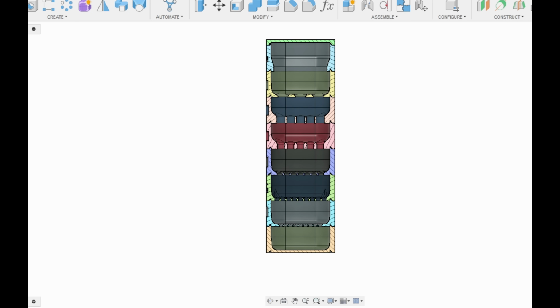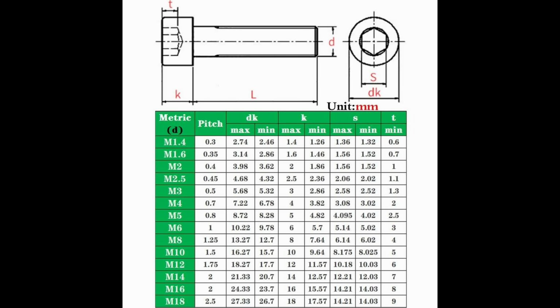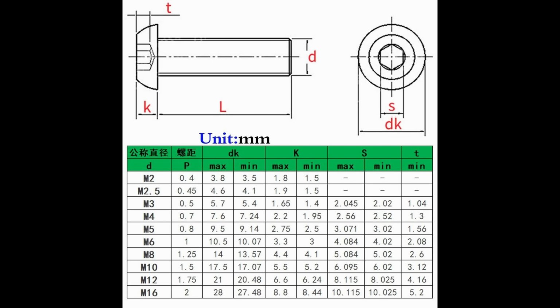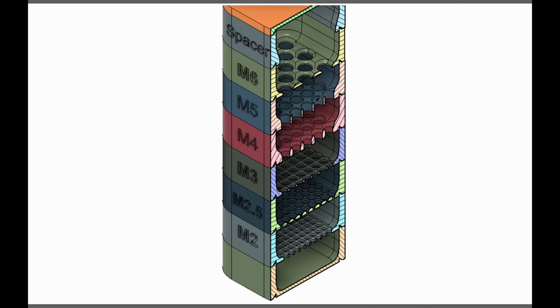Each layer of the bolt sorter has holes sized based on the head diameter of that type of fastener. For example, the standard socket head cap M5 fastener has a minimum head diameter of 8.3 millimeters, while a button head cap M4 has a maximum diameter of 7.6. So an array of 8mm holes would catch all your M5s while letting the M4s pass on through.